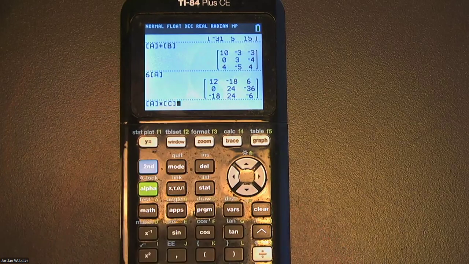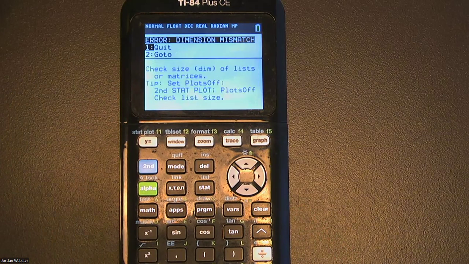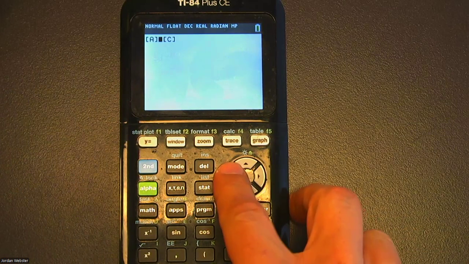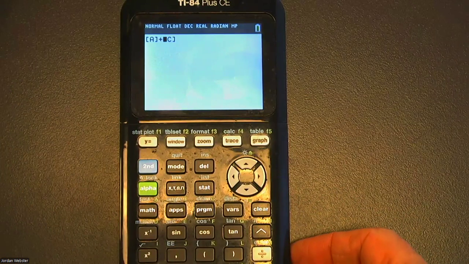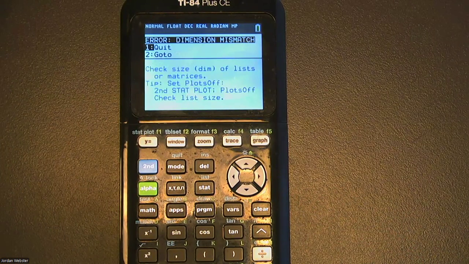If I took C times A, the dimensions would work. And if you try to go 3 by 3 times 2 by 2, it's going to say there's a dimension mismatch on your calculator. And the same thing if you try to add them. If I tried to add those two matrices, it'll say, hey, the dimensions don't work out. They're not the exact same. So you can't do it.